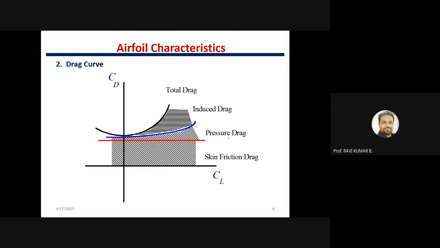So if we look at the division of all the drags, we can see here this is the condition of total drag. This line is representing the total drag, which we usually write as CD. This is the total drag, and induced drag starts from here. So this is basically induced drag.